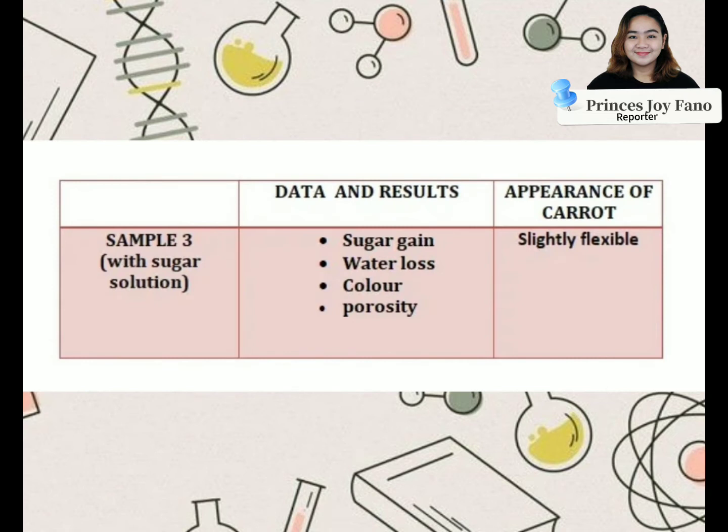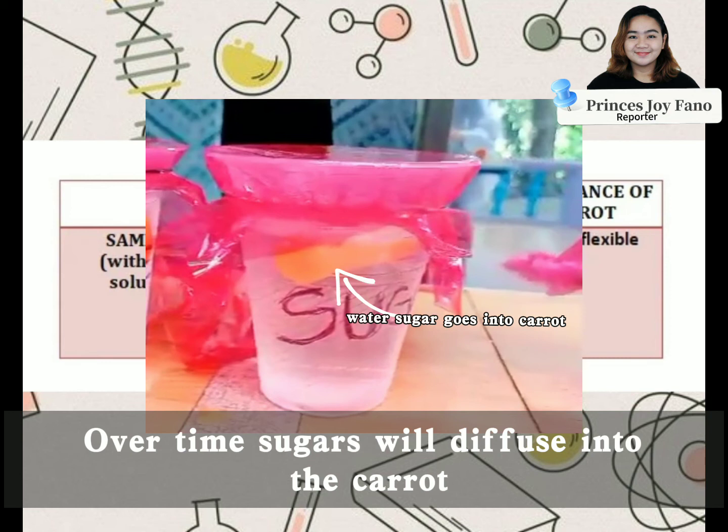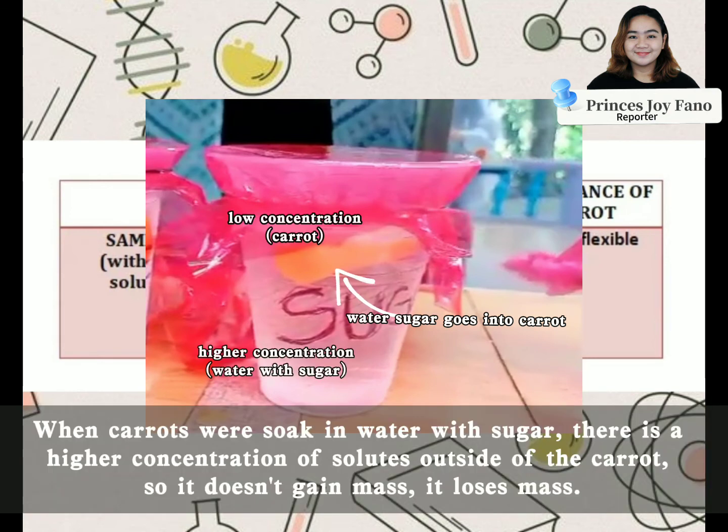Lastly, our sample 3 is with sugar solution. Data and results are sugar gain, water loss, and color porosity. The appearance of the carrot becomes slightly flexible. Our conclusion: over time, sugars will diffuse into the carrot. When carrots were soaked in water with sugar, there is a higher concentration of solutes outside of the carrot, so it doesn't gain mass, instead it loses mass.